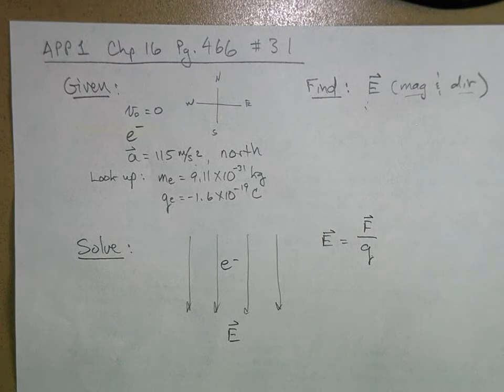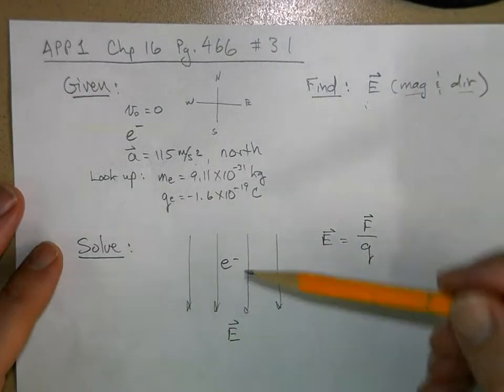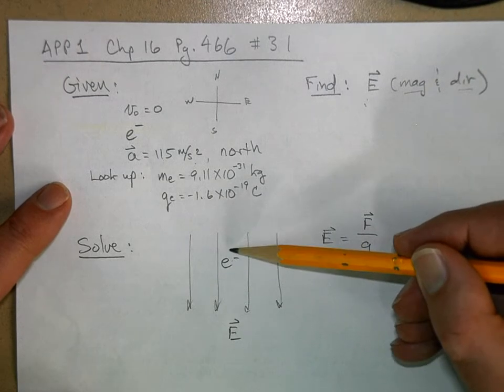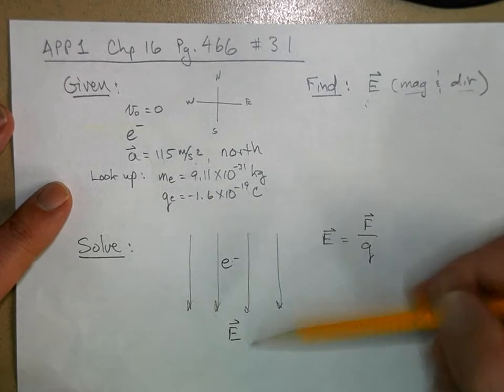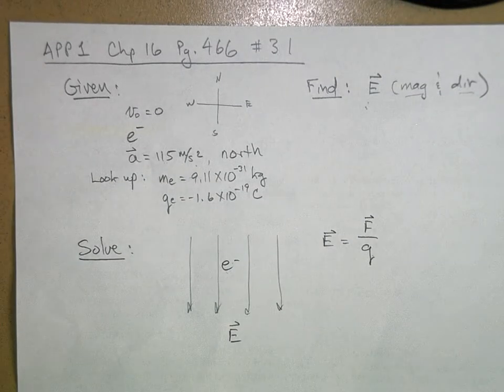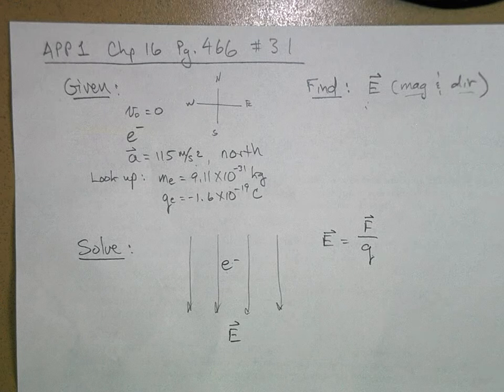The direction of the electric field is what the electric field does to a positive charge. So what's it going to do to a negative charge? It's going to push it in the opposite direction. So if it's pushing this electron to the north, the electric field, because this is an electron, because it's negative, has to be pointed in the opposite direction, south. Does that make sense? Okay.